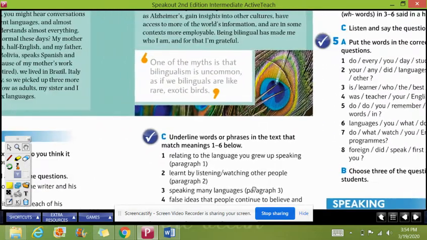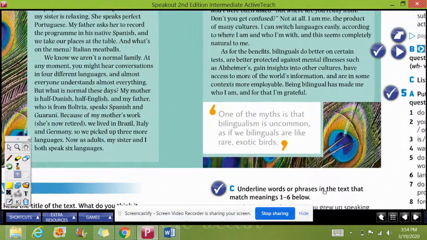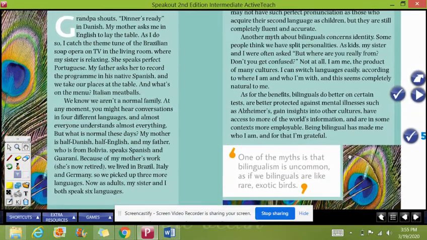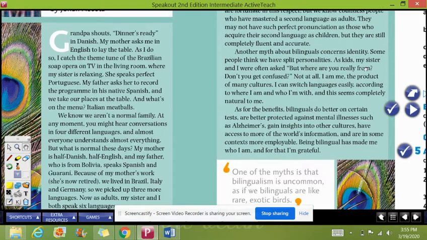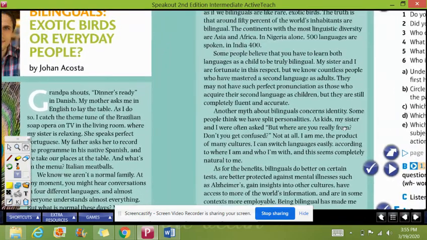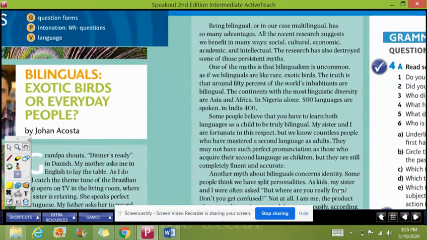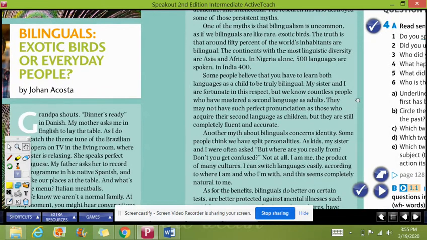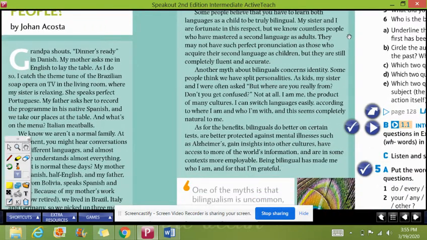Alright, so once again, let me show you your reading, which is right here. Of course, if you have your book, you know that this goes all the way up here, and you're starting with the paragraph that says being bilingual, okay? And it finishes right here.